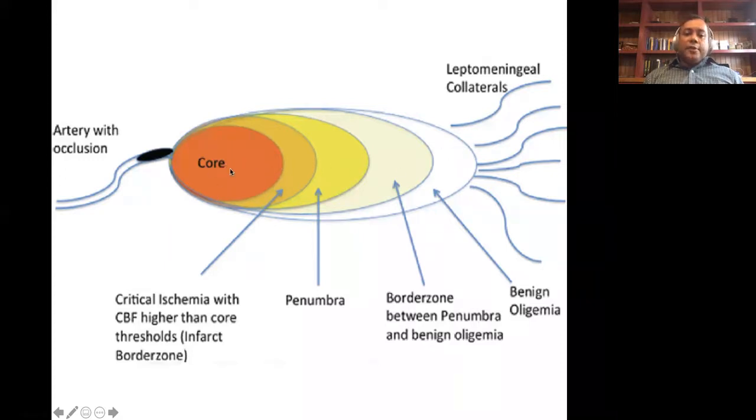Now, although we call them core, penumbra, and oligemia, as you would see here, it's actually a gradient. And why does this happen? Because beyond the occlusion, some of the brain is actually supplied by leptomeningeal collaterals. So this is important for you to recognize, because most of the imaging that we'll see subsequently is trying to picture this.